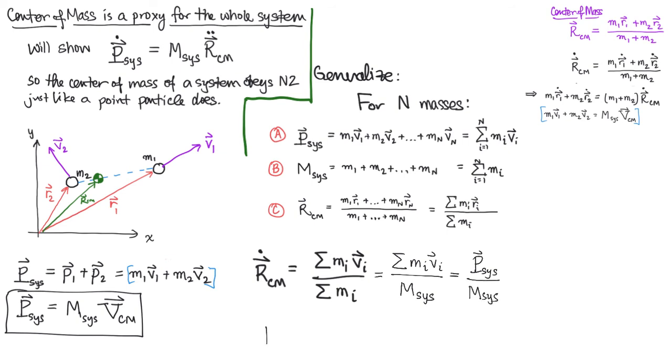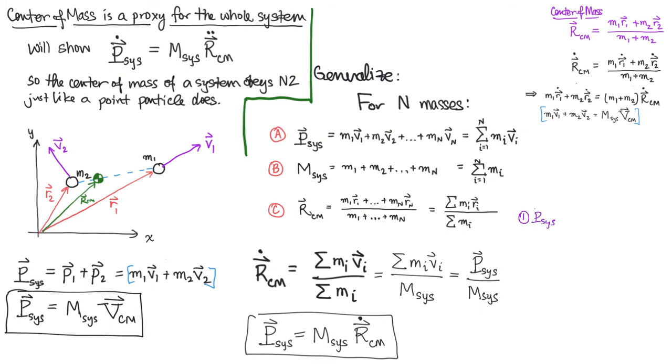So what we've discovered is that indeed the total system momentum is equal to the mass of the system times the velocity of the center of mass, r dot for the center of mass. And this now is true for an arbitrary number of particles. So for me, there's basically two takeaways here. Number one, the momentum of the system can be written in terms of the total mass of the system times the velocity of the center of mass.